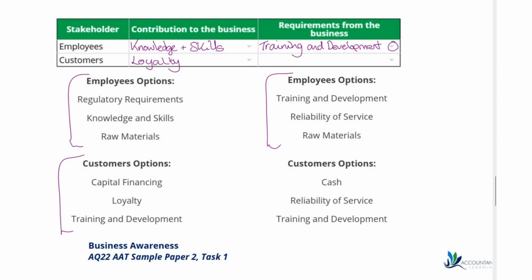But what do the customers require from the business? So this is going to be our options for this one. And when you're a customer, what do you want from a business? Well, you want a reliable service. So reliability of service. Customers want to be able to rely on the businesses to be able to provide the service that they are paying for.